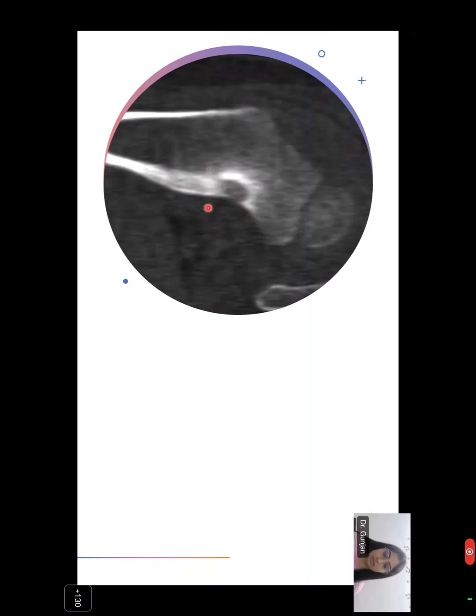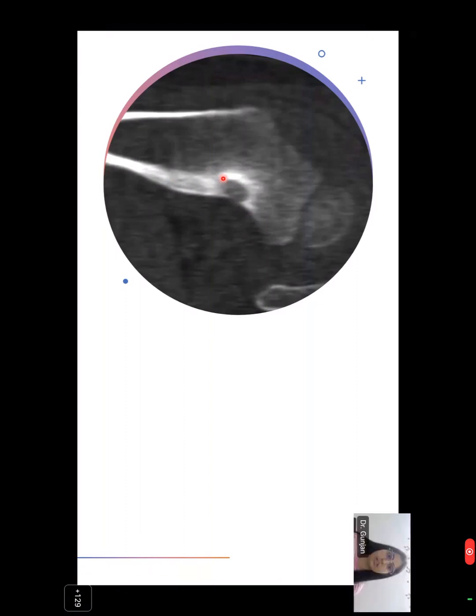But do you see a matrix as in osteoid osteoma? In the center, we can have a mineralized matrix. We are not able to appreciate it here, but we can have a mineralized matrix. And what else? The similar one is osteoblastoma.